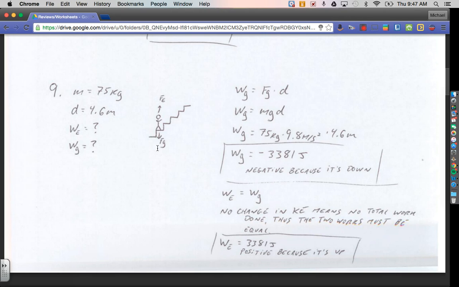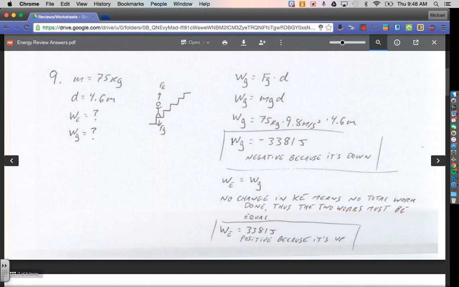The reason why the work is negative 3,381 joules is because the force is downward. The gravity is trying to take the energy away from you. When you move up, up, up, up, up, your energy gets bigger because you gain potential energy, but gravity's trying to take that energy away. It's trying to pull you back down. So when you try and take energy away from an object, it's negative work. That's why it's negative 3,381 joules.